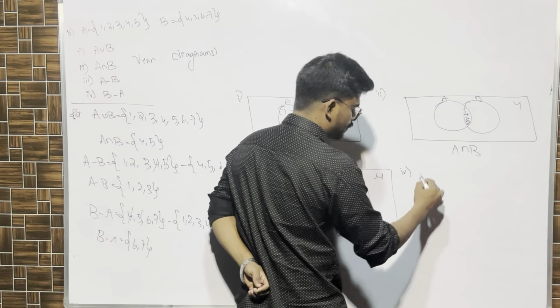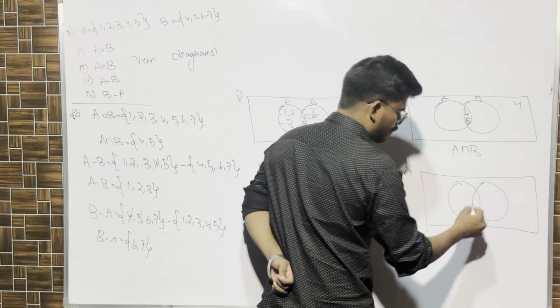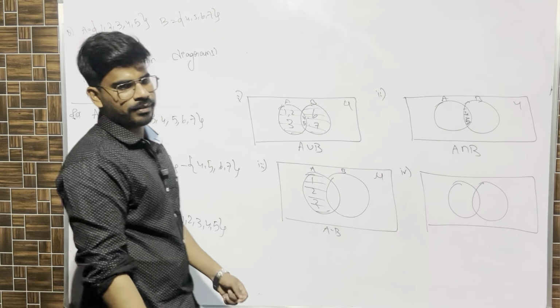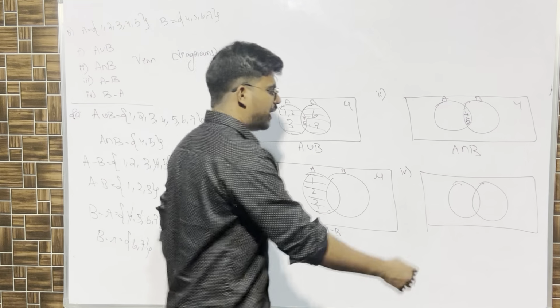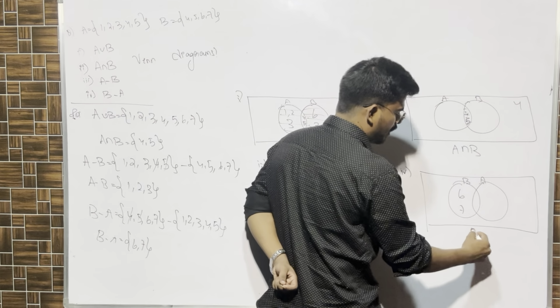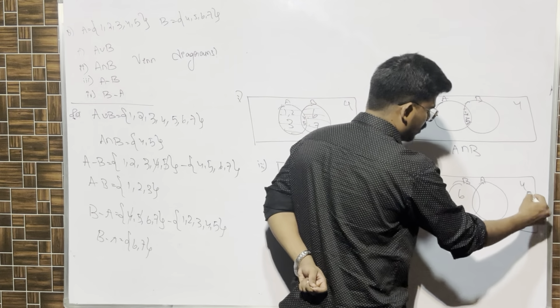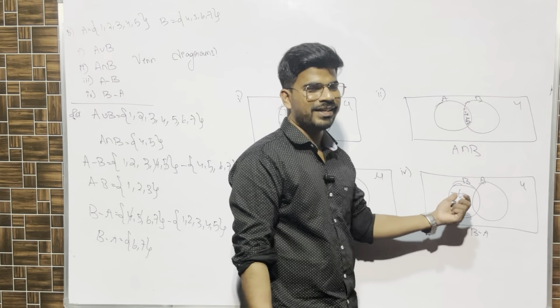Fourth, B minus A. First write the B terms: 6, 7. B, A, B minus A, mu. Shade the B part.